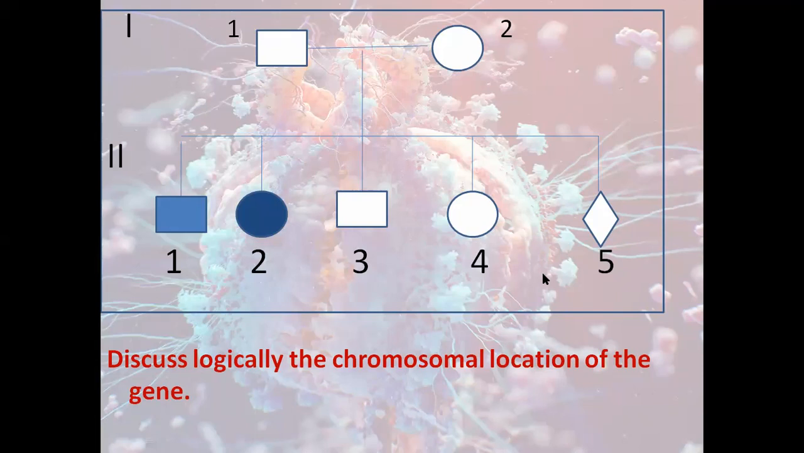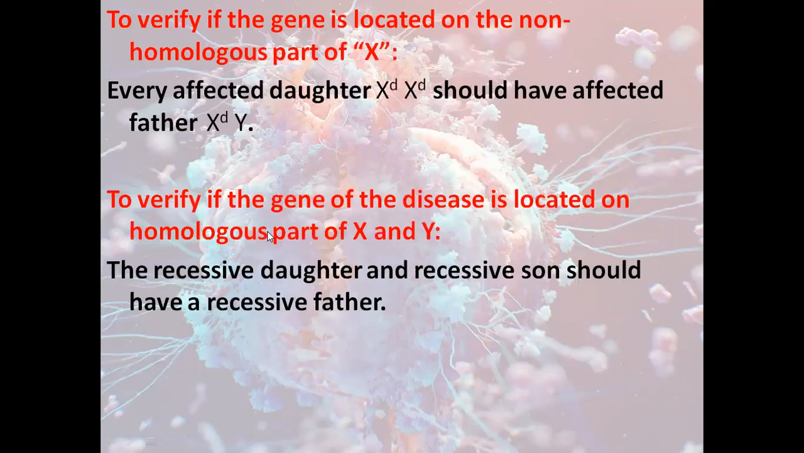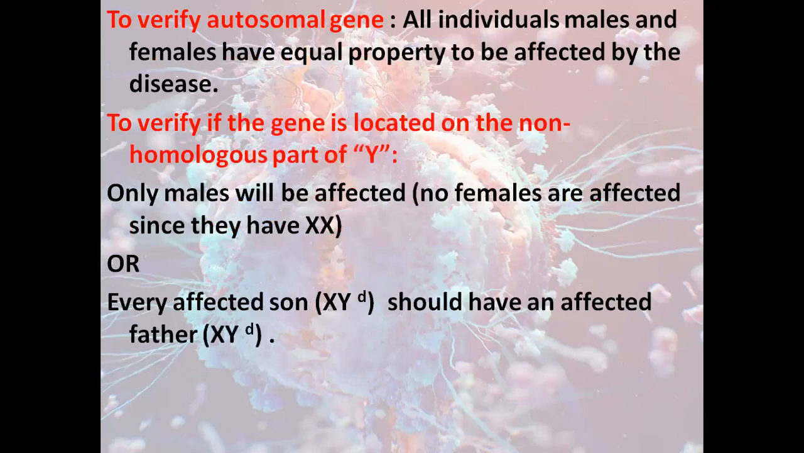Wait a minute. I said she is the only girl who will be affected. She's affected. So 2-2, it's affected. I have 1-1, 2-1 and 2-2 affected in the pedigree. So it's not found on the Y, because none of the females should be affected. If you remember, here I deny it on the non-homologous part of Y. Only the males will be affected. So no females. If I have females affected, so it's not the case. Okay?